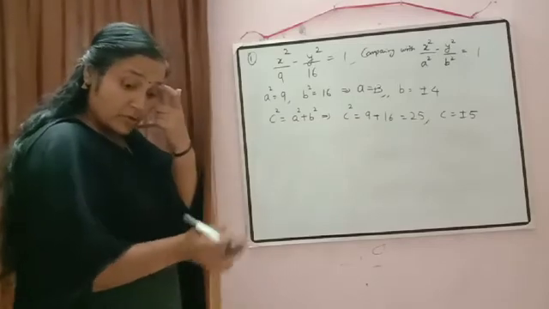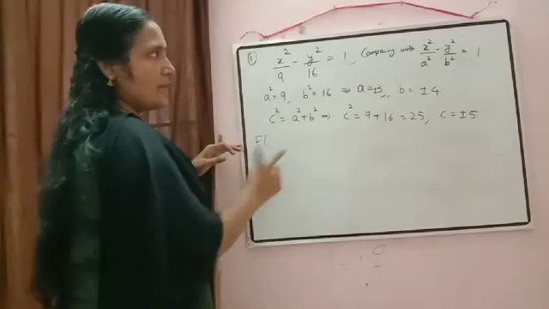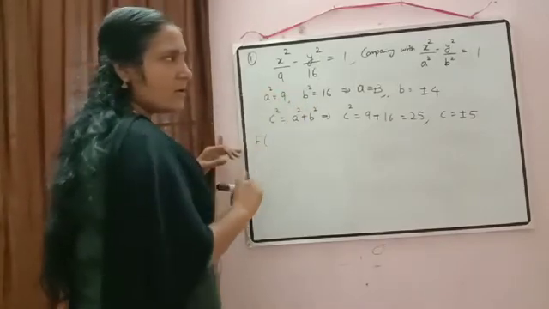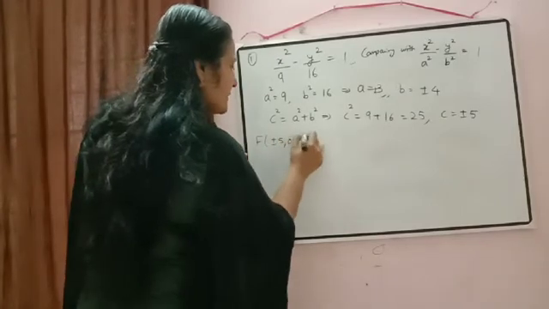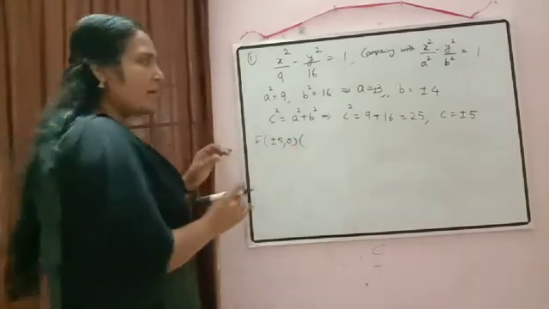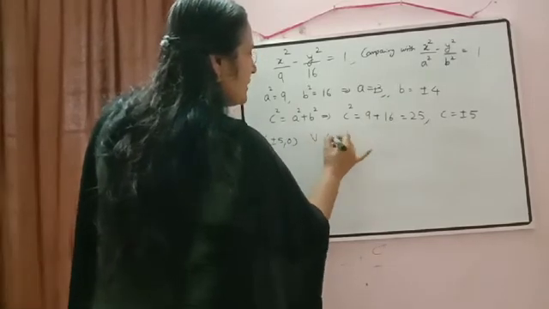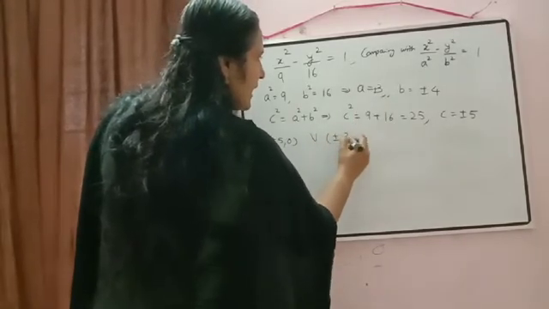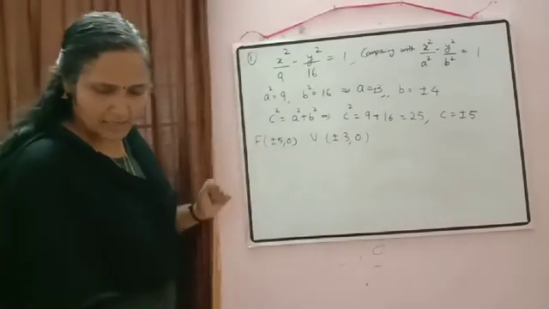Now we can write down what are the things required. First we want the coordinates of foci, where our transverse axis is along the x axis. So coordinates of foci will be equal to plus or minus 5, 0. Then coordinates of vertices will be equal to plus or minus a, 0. So that will be equal to plus or minus 3, 0.